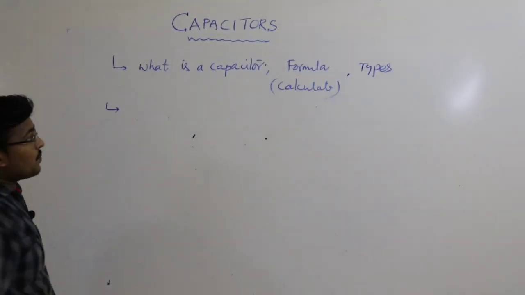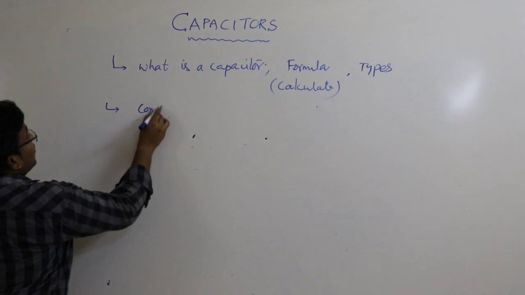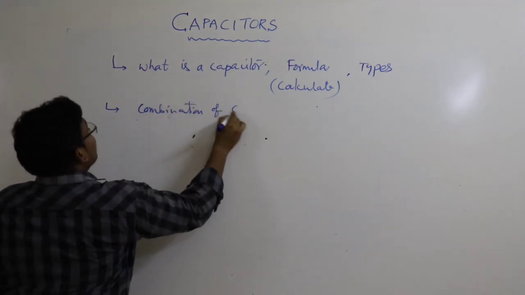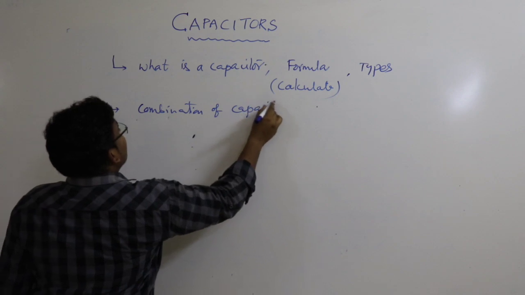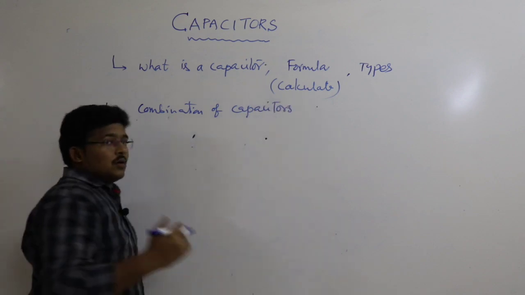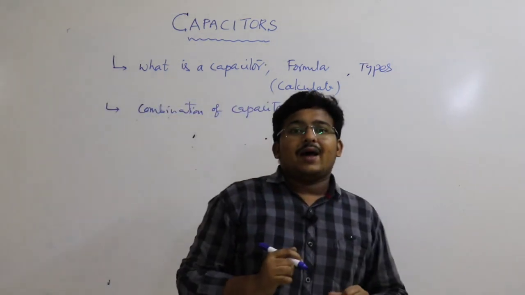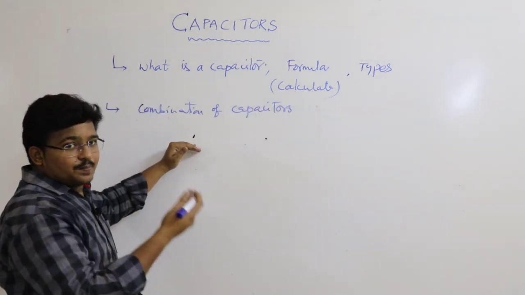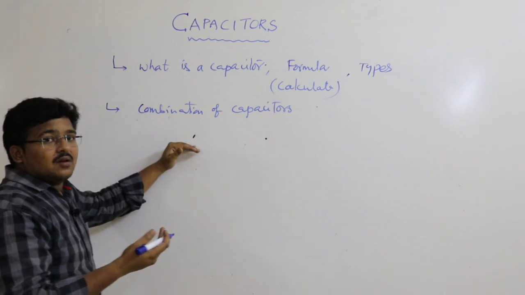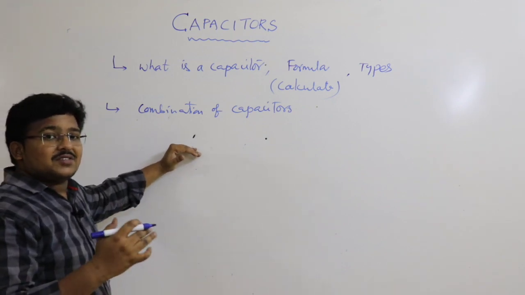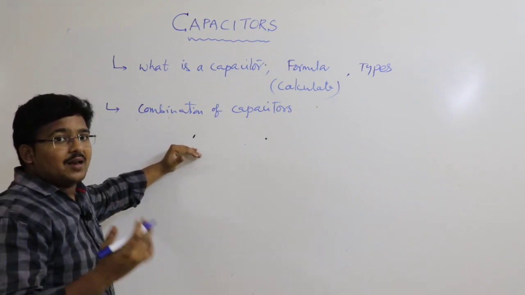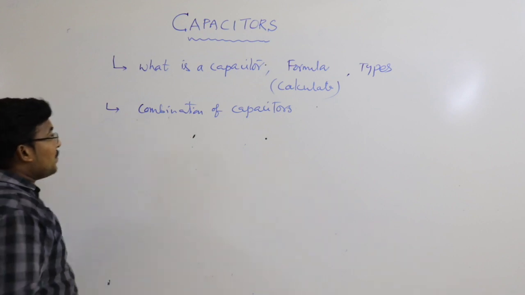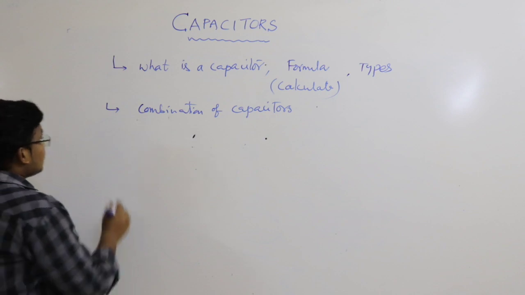And the second one, combination of capacitors, like series connection and parallel connection of capacitors. As you learned in previous classes that resistors are connected in series or parallel, in the same way we can connect capacitors in series or parallel. That is the combination of capacitors.